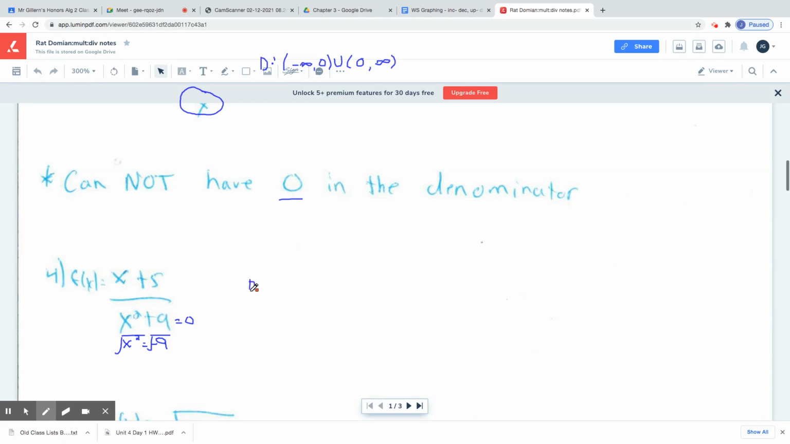So just because there is a rational function doesn't mean the domain can't be everything. You just have to be aware that there might be possible restrictions. So in this case, there is nothing that makes the bottom equal to 0, even though it is a rational function. So the domain is negative infinity to infinity. All right, does anybody have any questions up to this point?